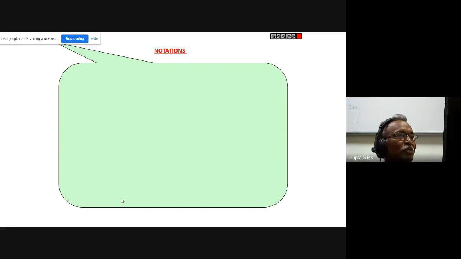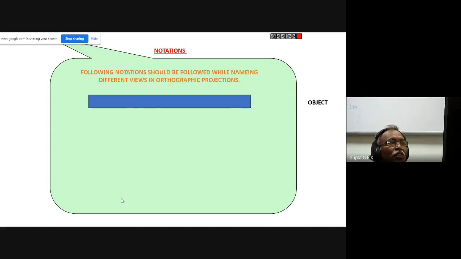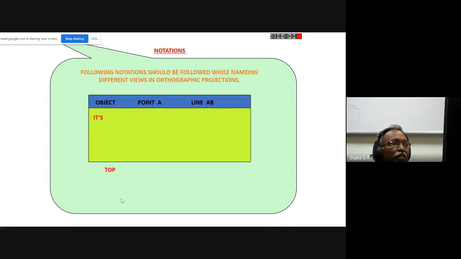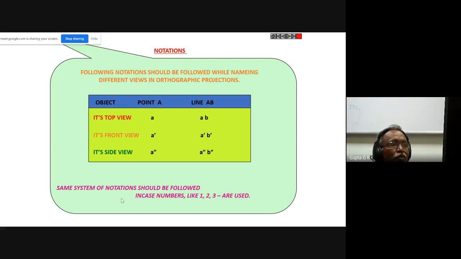Whatever information is there, the following notation should be followed while naming. Top view is small a, front view is A dash, and side view is A double dash. The actual physical point is capital A. If it is a line, the line is AB, the top view is small ab, the front view is A dash B dash, and the side view is A double dash B double dash. The same system of notation should be followed for numbers also: 1 dash, 2 dash, 3 dash, like that.